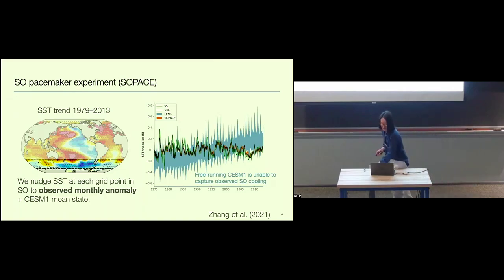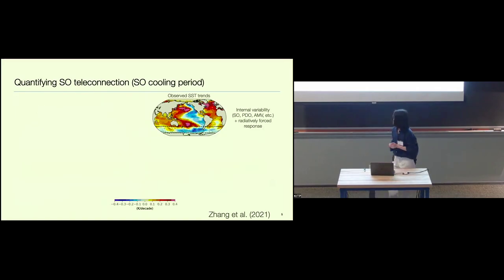All right, so now we can look at these simulations. It's an ensemble of 20 members, so we can average to look at the ensemble mean to eliminate the noise from internal variability. Again, we're trying to explain the observed trends, and we know in reality, this pattern is coming both from internal variability and from radiatively forced response. So it's a combination of the two, and internal variability can include many things.